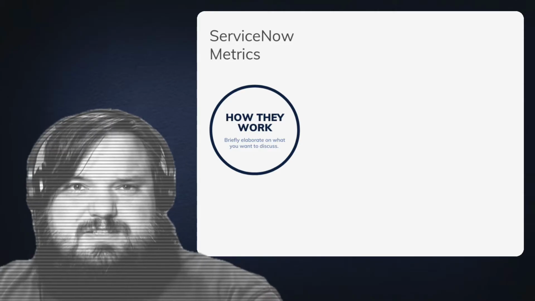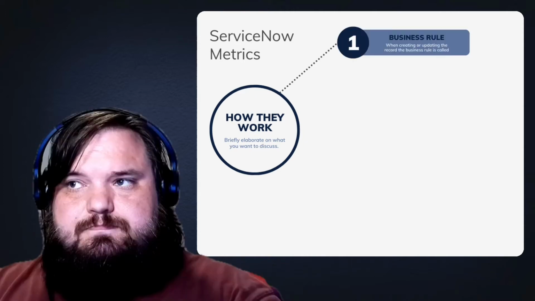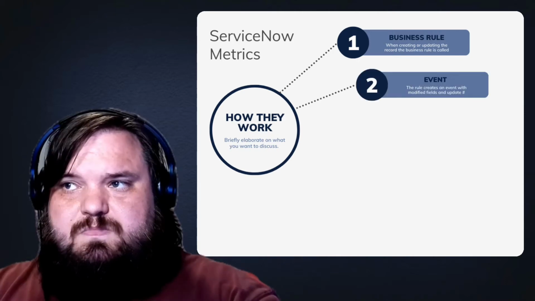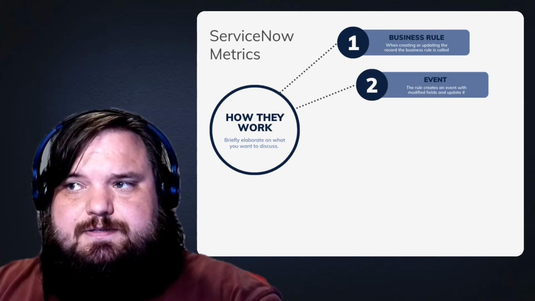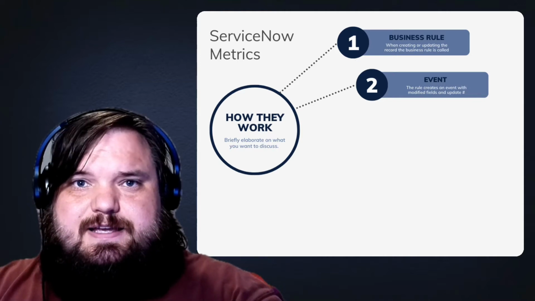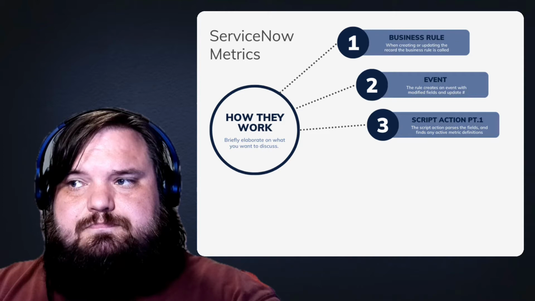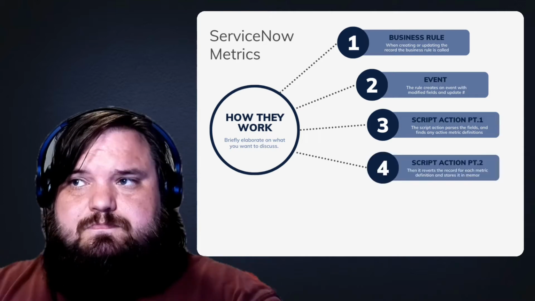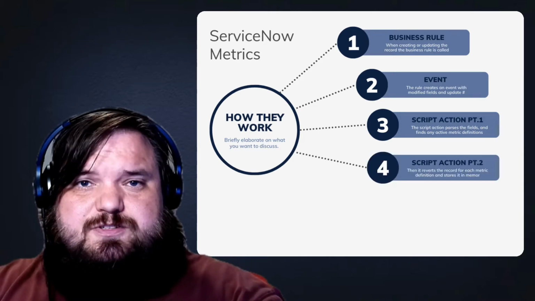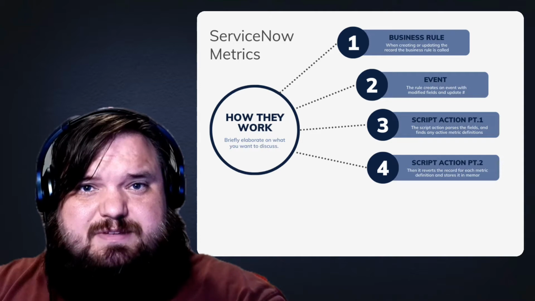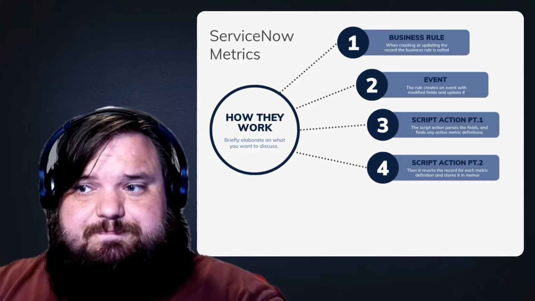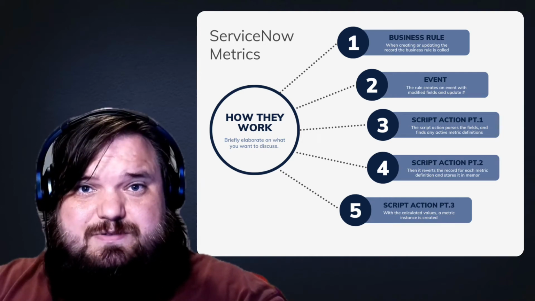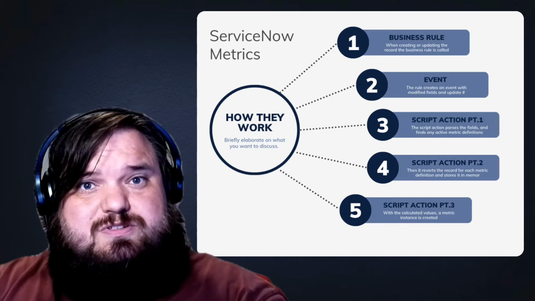Before we get into that, let's do a quick overview of how metrics work. Metrics are triggered by a business rule. That rule creates an event with the modified fields and the update number. The event is processed by a script action. The script action reverts the record in memory to the version it was at the update time for the fields that matter. Then calculations are made based on the values at the time and now, and it stores those as the metric.